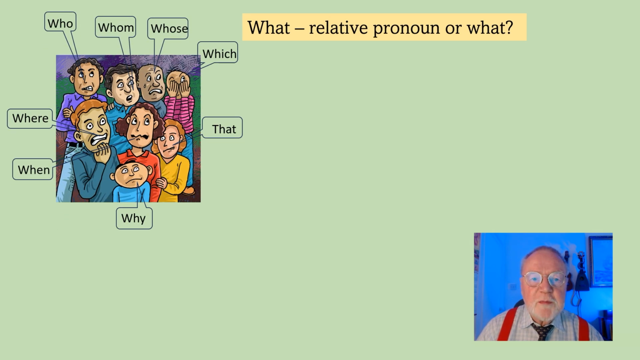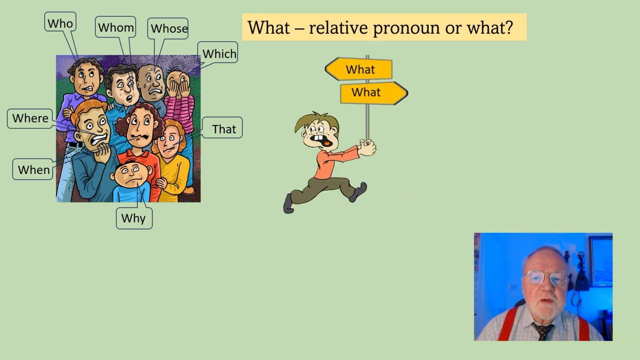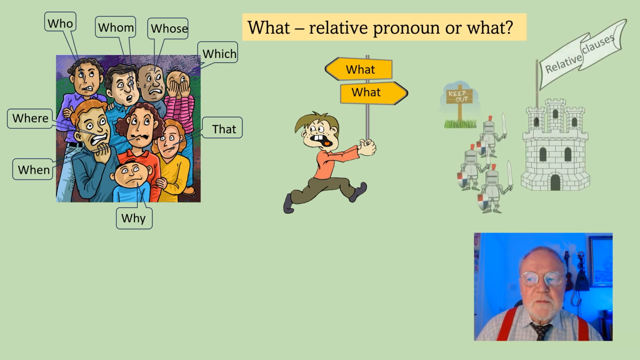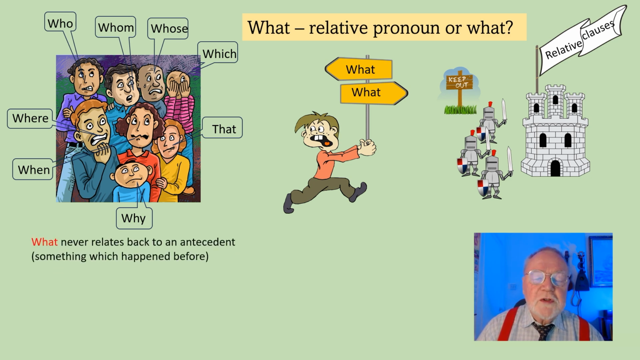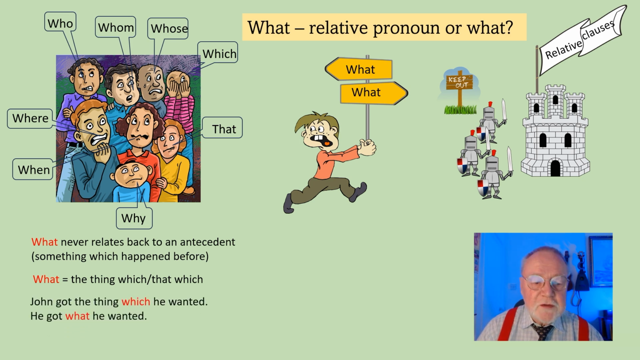Here are our friends, the relative pronouns, and they're all looking a bit worried, aren't they? The reason is they're not quite sure what to do about what. And when it comes to relative clauses, defining or non-defining, it's really best not to use what. What never relates back to an antecedent. Now, an antecedent is something which happened before in the sentence or something which you've already spoken about. And here's a definition. What is the thing which or that which you've already mentioned. And you use it like this in a sentence. John got the thing which he wanted.